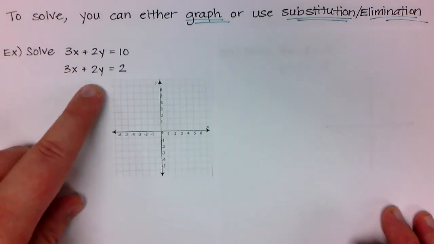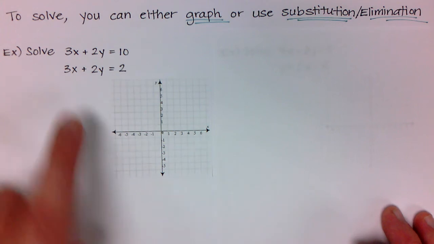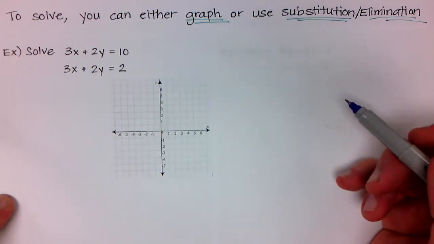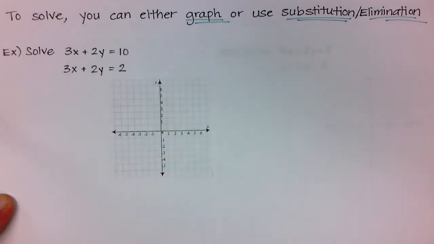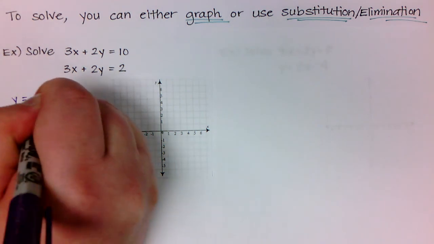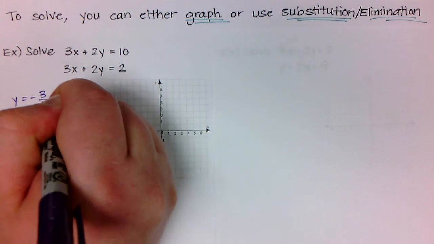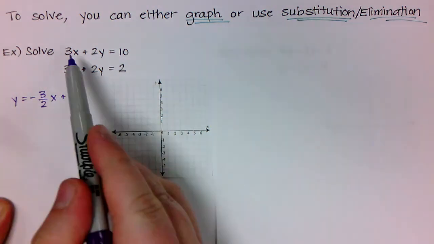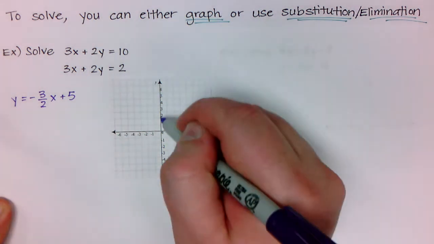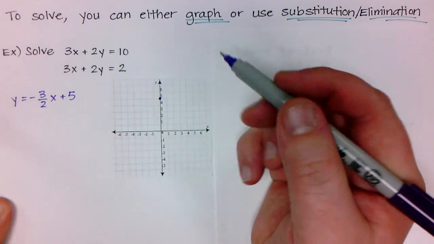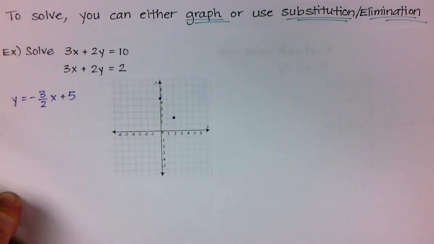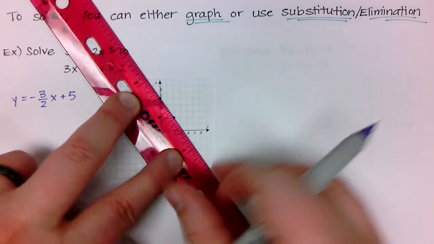So I have 3x plus 2y is equal to 10, and I also have 3x plus 2y is equal to 2. So already I see some similarities in here. If I was going to graph it, it helps me to rewrite them in slope-intercept form. The first one would be y is equal to negative 3/2 x plus 5. This is by moving the 3x over and then dividing by 2 to get the y alone. So when I graph that, it's going to be crossing the y-intercept at 5 and going down 3 and over 2. And then I'll be able to connect my two dots to form my line.